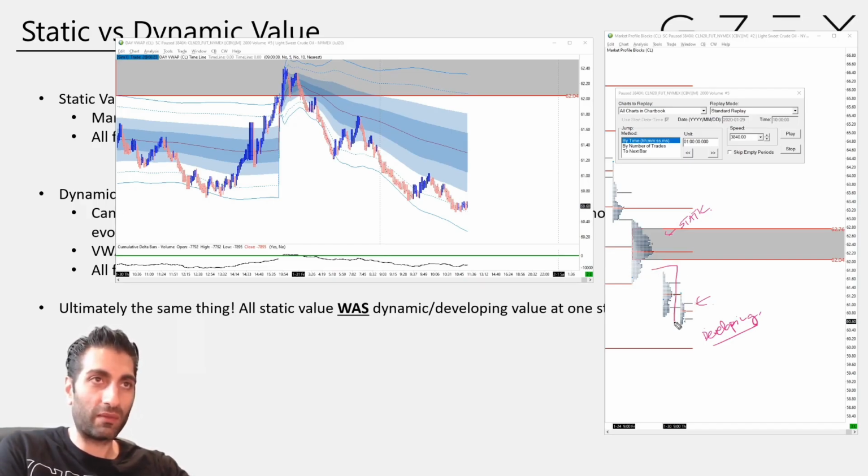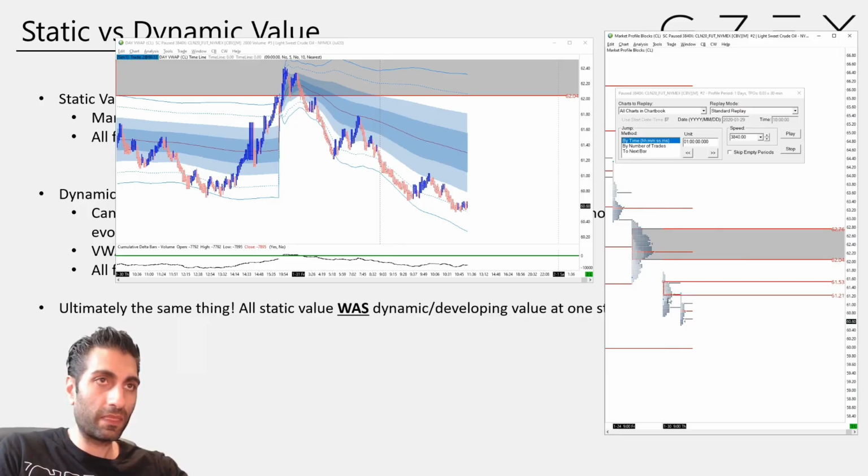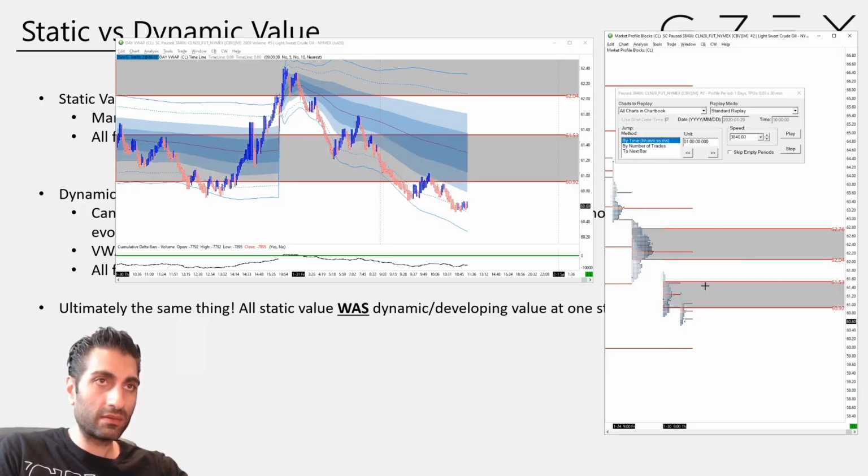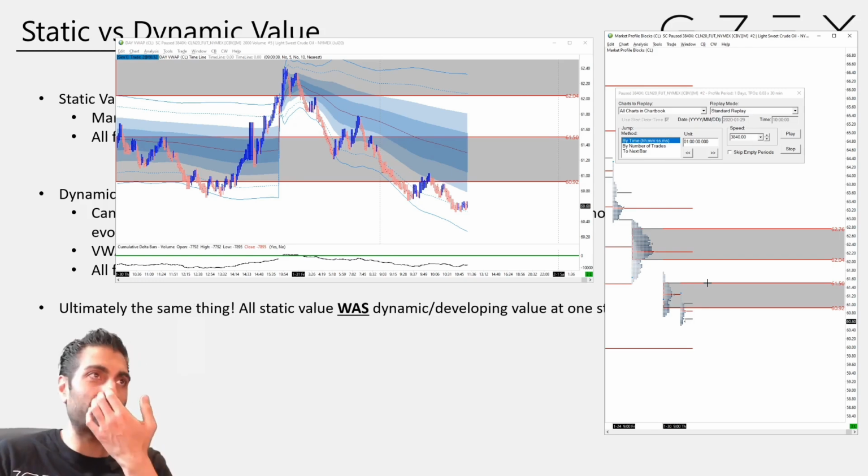What were we looking at that day? That day was developing, right? I'd written developing about this day. What is it now? Static. I can use the value areas of this day. Now the session's closed, I can use the value areas.